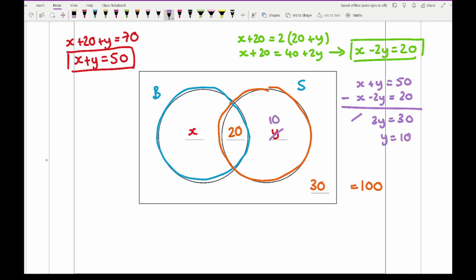And then I can work out what X is. So using X plus Y equals 50, I know that Y is 10. So X must equal 40. And there is my completed Venn diagram. Now if you just guess those numbers and they're in the right place, then you would get the 4 marks. I may have gone off on a tangent and done it a more complicated way, but hopefully it makes sense as to where we've got those numbers from.